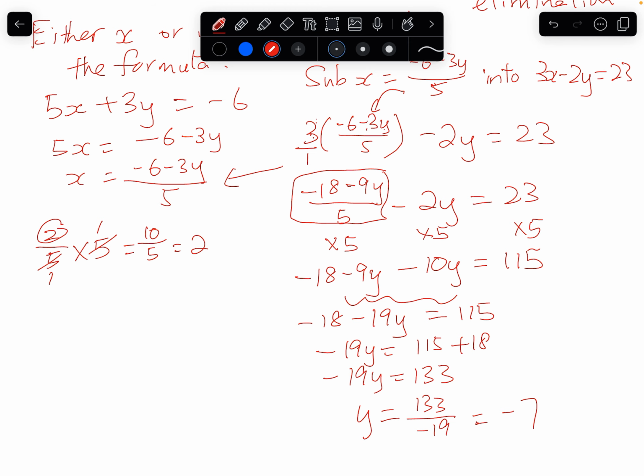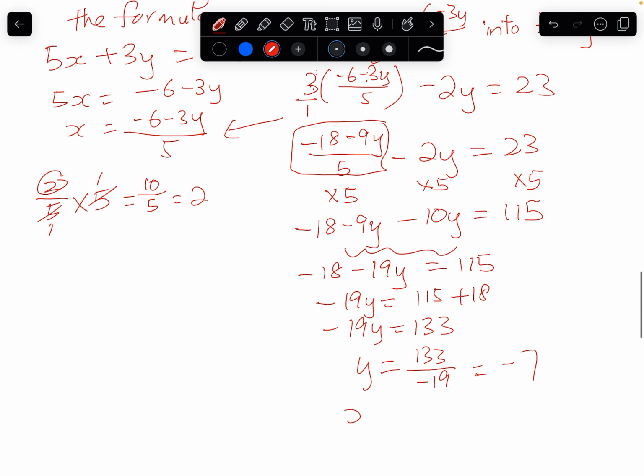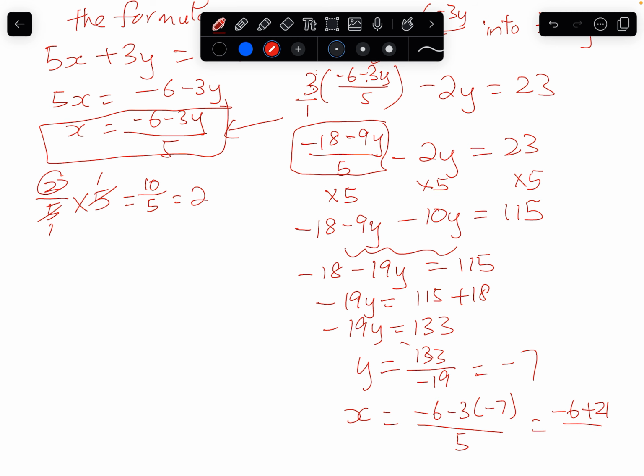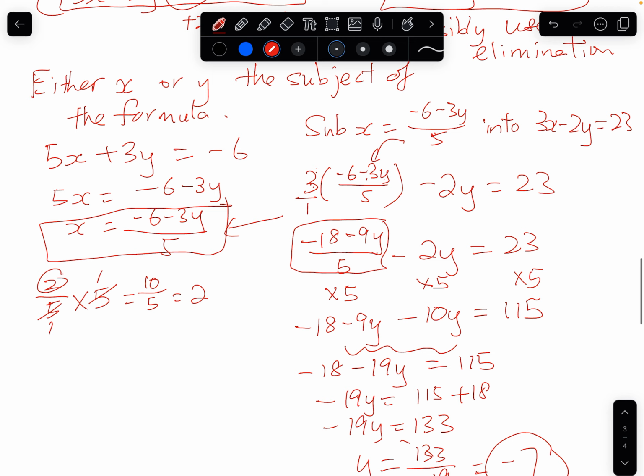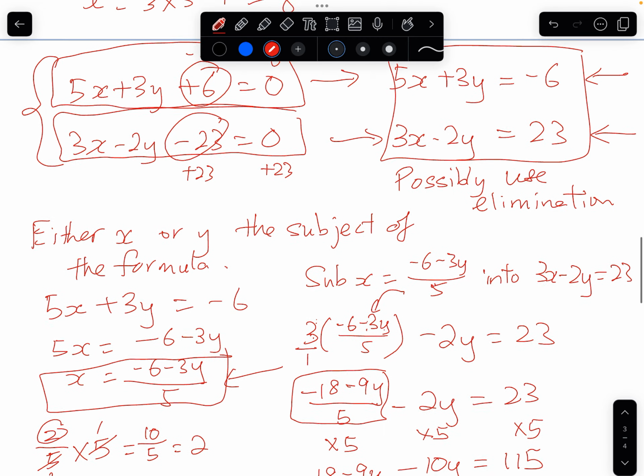Okay? And again, if I want to find x, not forgetting, we do have this right from the start. We can easily find x by taking negative 6, subtract minus 3 times negative 7, and I'll divide this by 5. So that should give me the value of 15 over 5, which gives me 3 and negative 7. And again, we'll check our work by substituting these numbers into the equations that we had here.